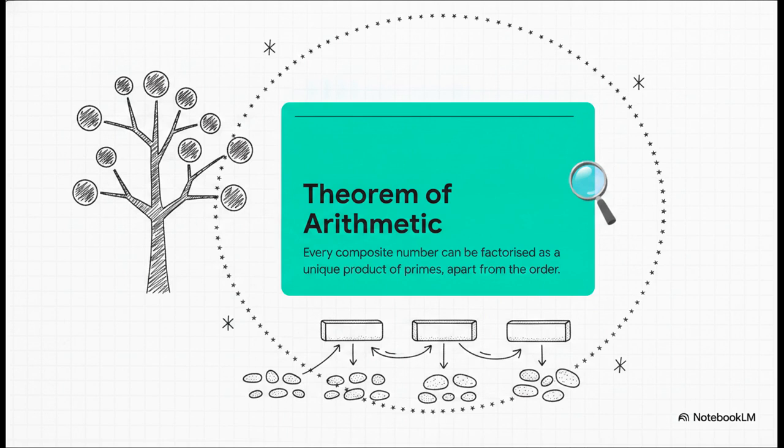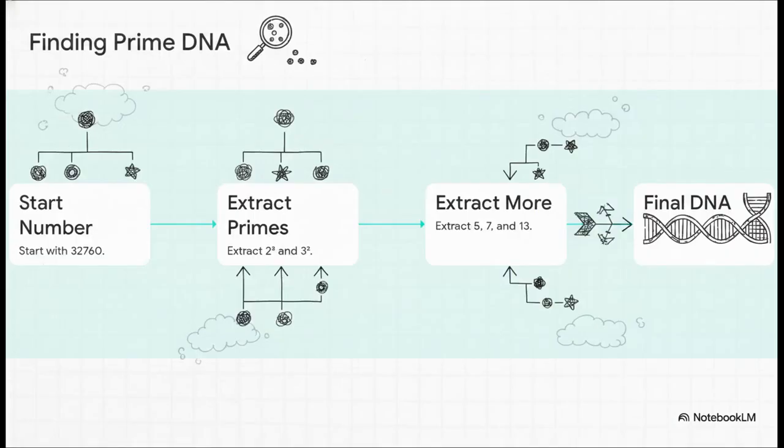Listen up, because this is a massive board exam call-out, folks. This theorem states that every single composite number can be expressed or factorized as a product of primes. And here's the kicker. This factorization is completely unique, apart from the order in which those prime factors occur. So the absolute crucial point to remember is that no two composite numbers will ever share the exact same prime DNA.